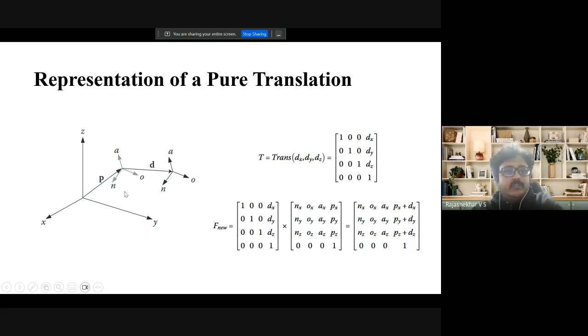Okay, now we will do a pure translation alone. So at this point, N, O and A is there. At this point, it has moved a distance d so that the N, O and A are moved away.